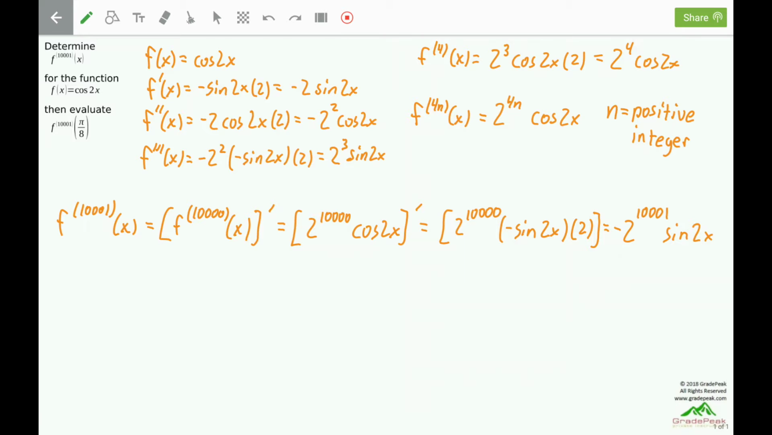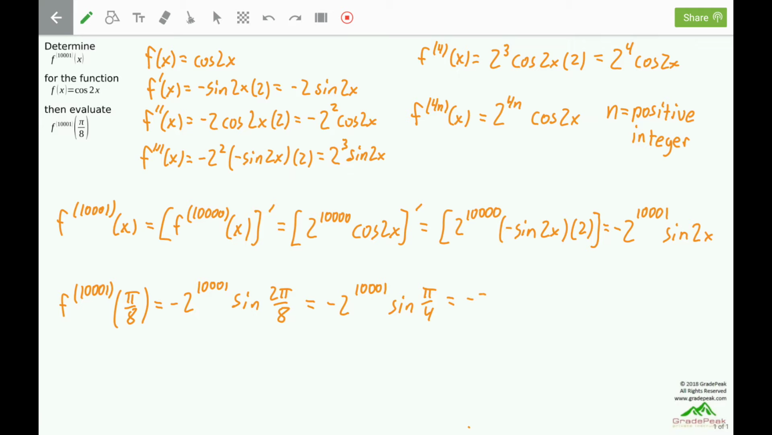The next thing to do is to evaluate this at pi over 8. So f^(10,001) of pi over 8 will be, we have the negative 2 to the 10,001, and then we will have sine of 2 times pi over 8, or 2 pi over 8. So we have negative 2 to the 10,001. Sine of 2 pi over 8 can reduce to pi over 4.